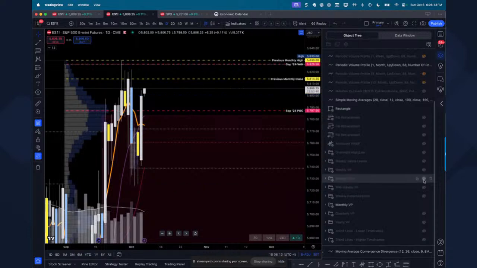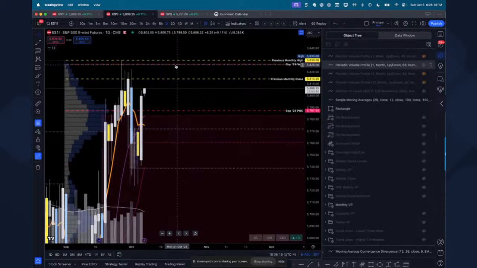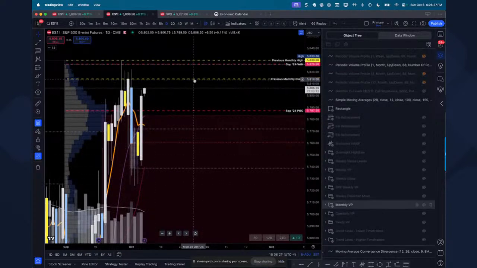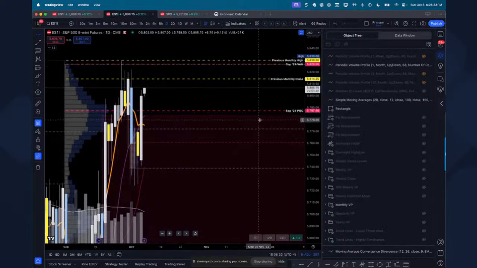So let me turn off my... So what you'll see here, this is our monthly profile, right? This is September's value area high. This is our previous monthly close in September, so we're actually trading below it. So 58.14 is very critical for us to overtake, for the bulls, and 48.30. And then if you also notice here, our point of control in September was 57.87.